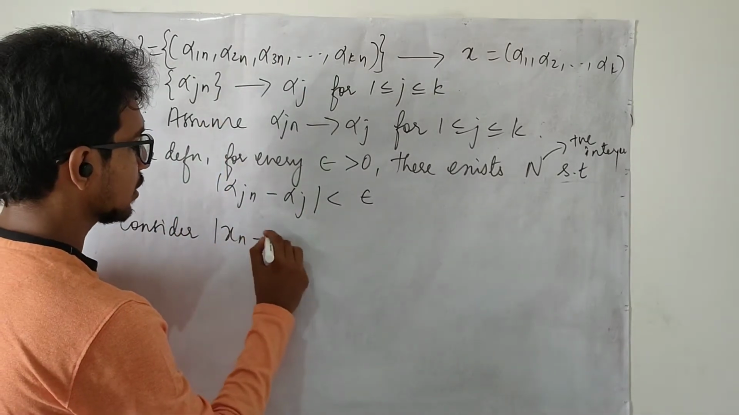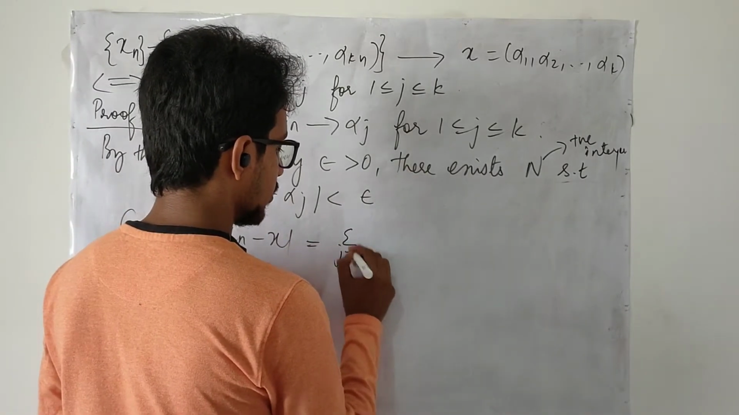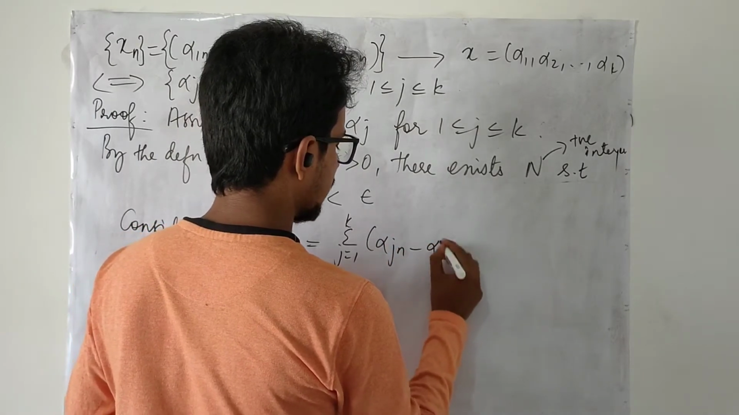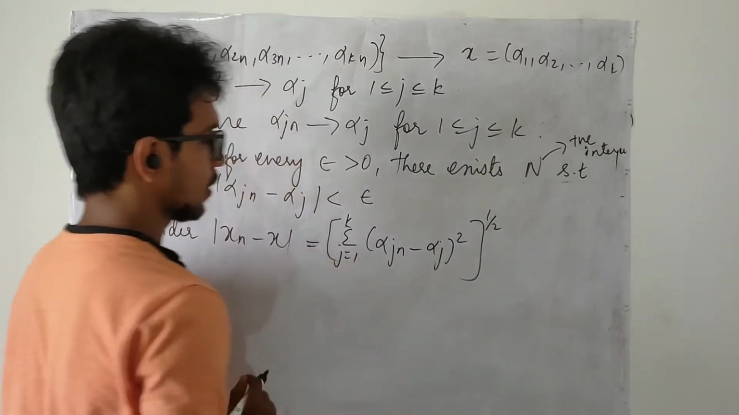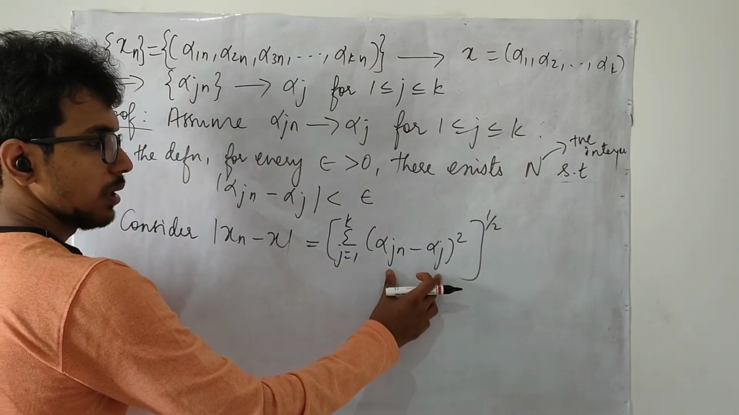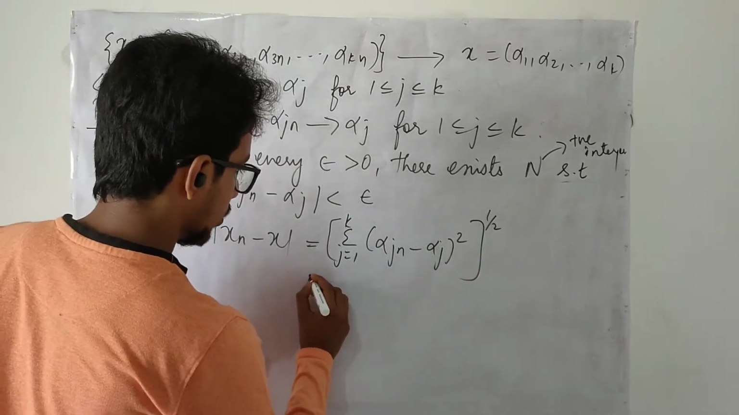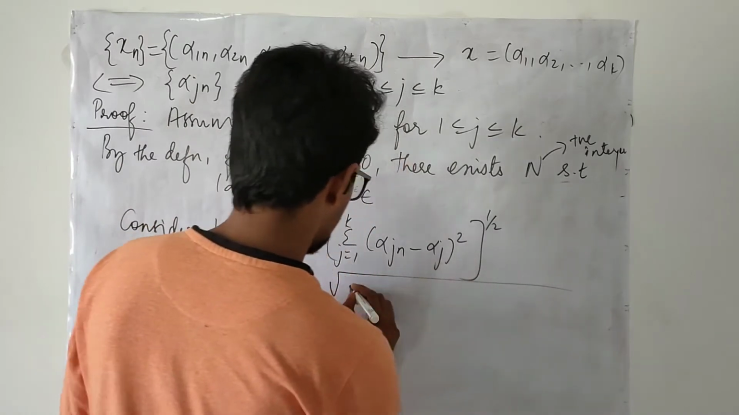So we will have to consider this one. What is it? It is the summation, j runs from 1 to k, of (alpha_jn minus alpha_j) whole square, to the whole power 1 upon 2. Right? And what is this quantity? This quantity is epsilon square. Okay. So when you expand it, what will you have?